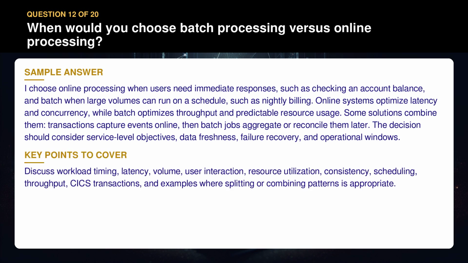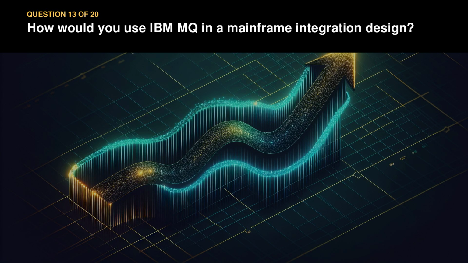Discuss workload timing, latency, volume, user interaction, resource utilization, consistency, scheduling, throughput, CICS transactions, and examples where splitting or combining patterns is appropriate. Question 13. How would you use IBM MQ in a mainframe integration design?